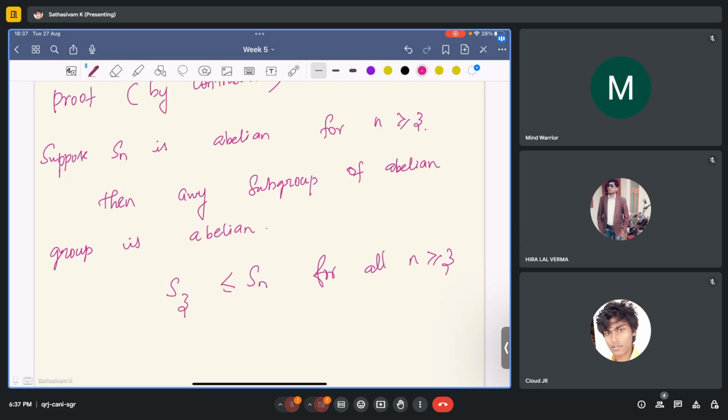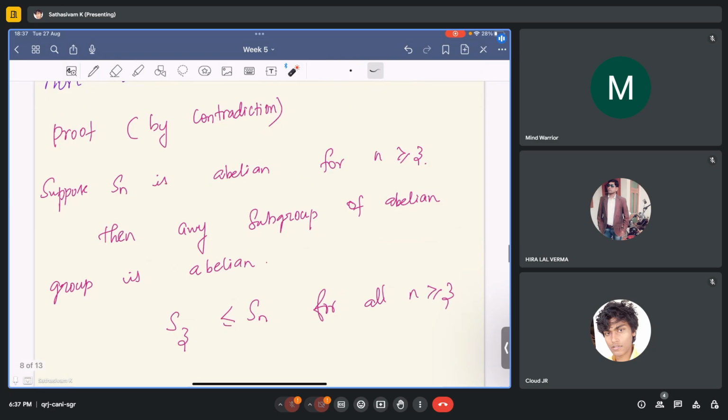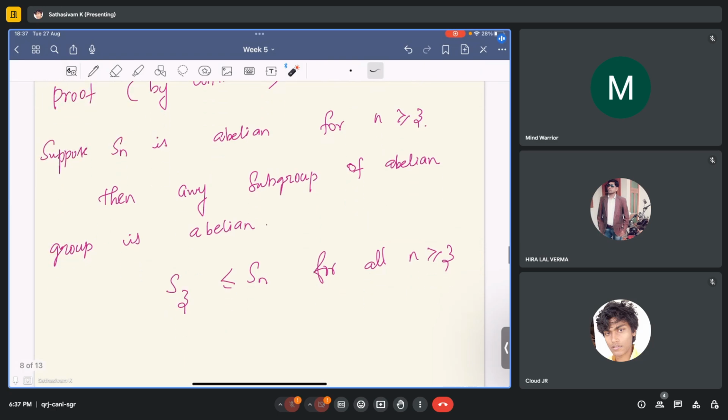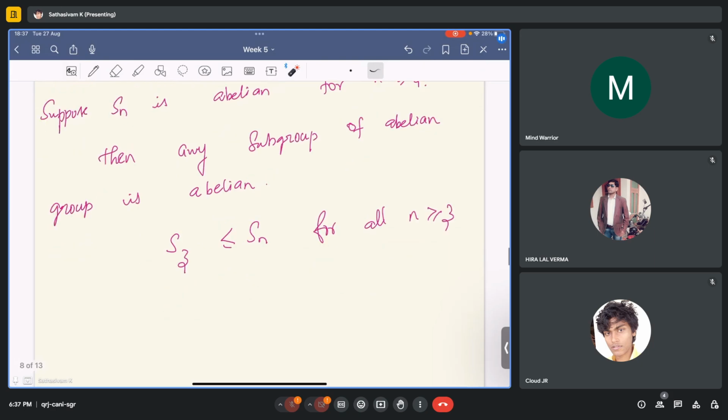This follows from our previous problem. In order to say Sn is non-abelian, it's enough to say S3 is non-abelian, right? Suppose S3 is non-abelian, that gives a contradiction with the fact that every subgroup of an abelian group is abelian. Thus, Sn cannot be abelian, right?